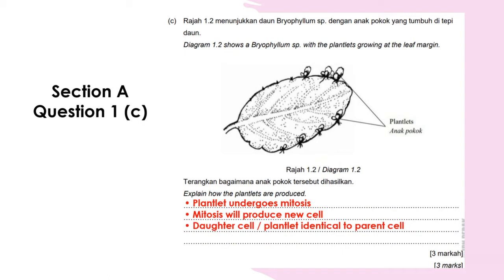What is the clue given here? The clue given here refers to the plantlet. When it refers to the plantlet, that is related to mitosis. So how does the plantlet produce? It starts from the mitosis process of the parent cell. So that is the answer for question 1C.